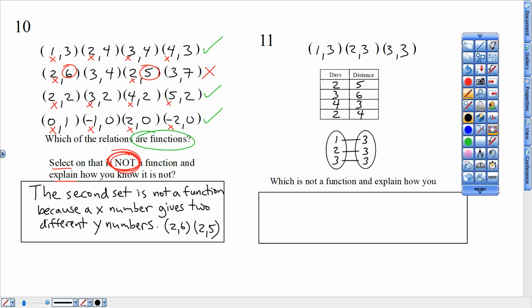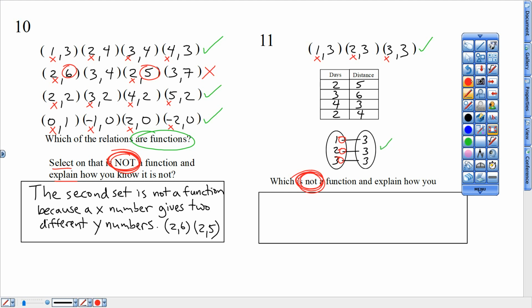This one's saying which one is not a function. So again, read what they're asking. So which is not a function? All these x numbers, they don't repeat. That's a function. If I look at these, none of these are double arrows. Remember, you're looking for double arrows to make that bad, but none of those have double arrows, so this one's good.